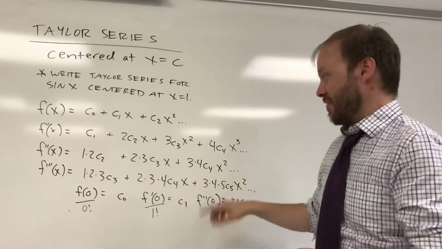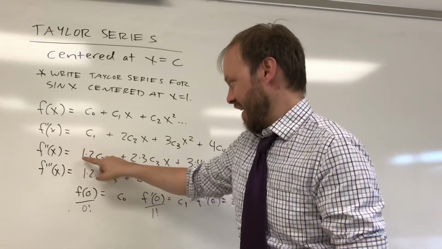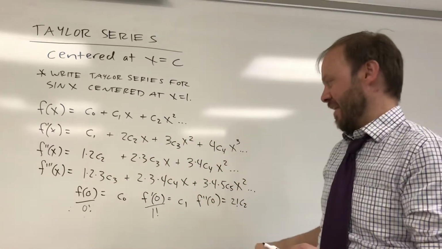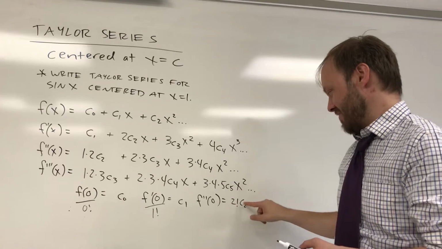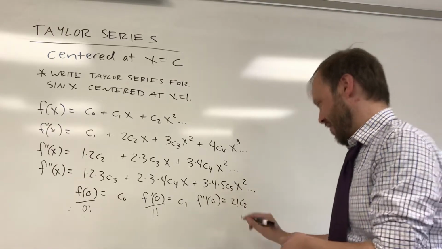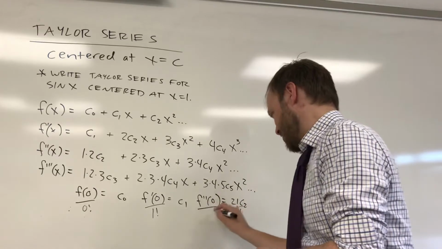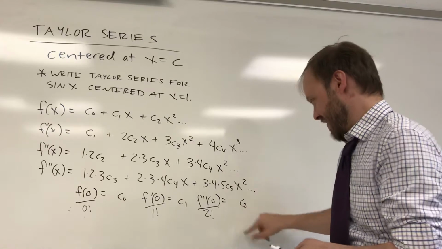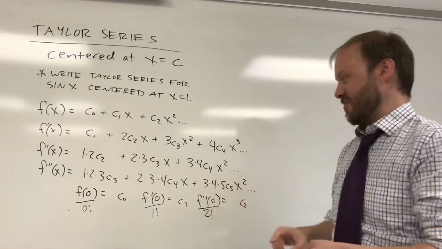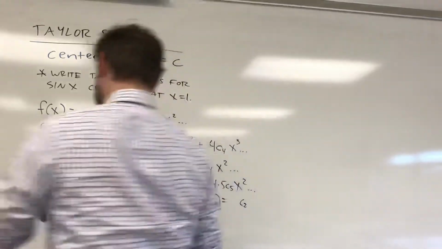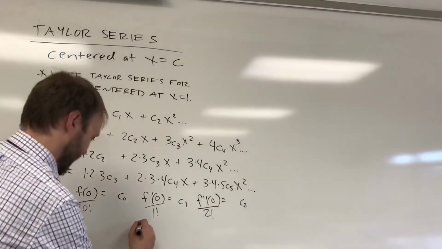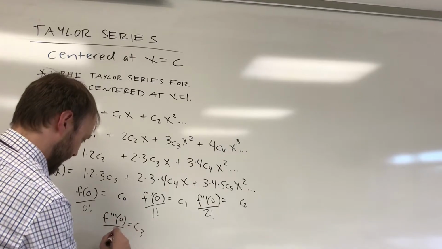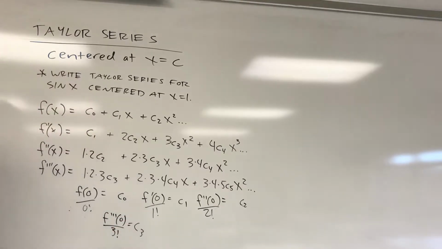For the second derivative value, you're going to have 1 times 2, which is 2 factorial, times c sub 2. Everything else is going to cancel out here. So 2 factorial times c sub 2 equals the second derivative at 0. We can divide both sides by 2 factorial, and you can see here that c sub 2 is going to be equal to the second derivative divided by 2 factorial. And this pattern continues. The third coefficient, c sub 3, is going to be equal to the third derivative at 0 over 3 factorial, and so on.